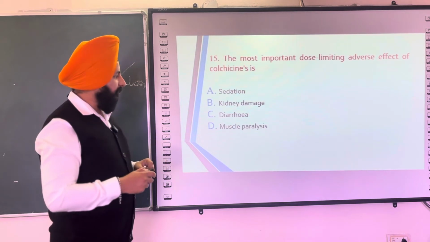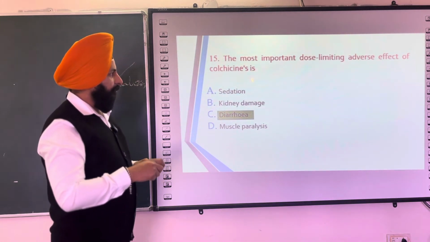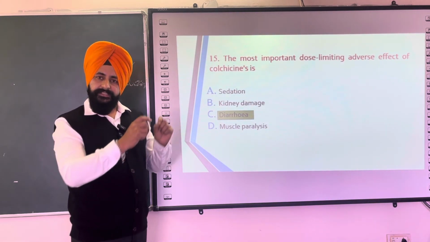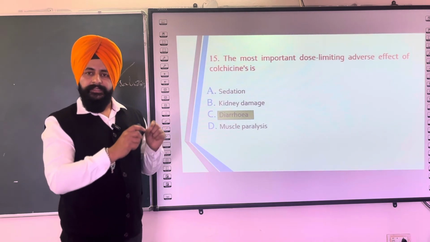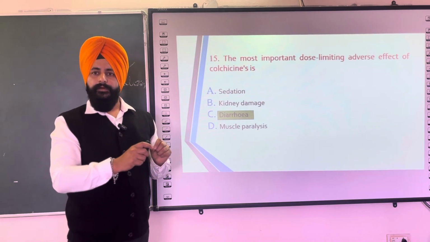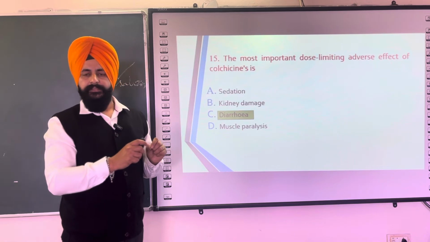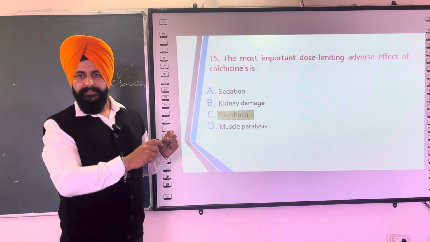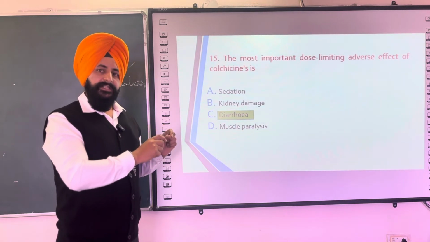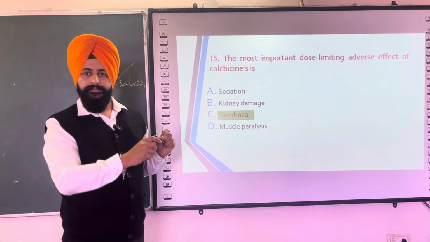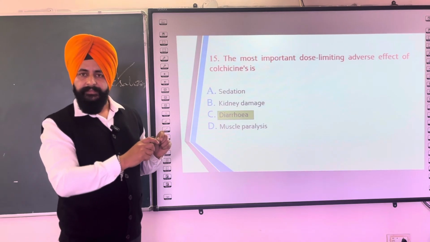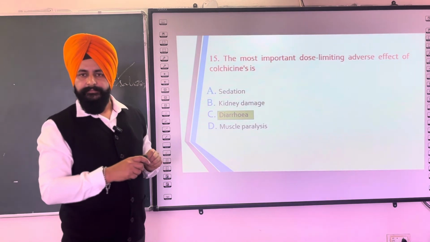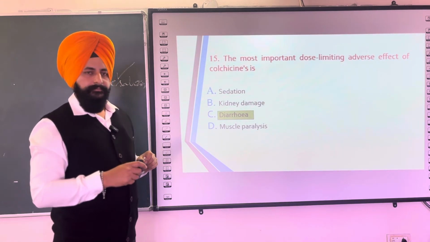The correct answer is diarrhea, because colchicine is a drug of choice at the initial stage in gout. If within 72 hours we find a patient suffering from gout, we prefer colchicine as the first choice drug, and continued use of colchicine at a higher dose can cause liver failure. The major side effect is diarrhea.